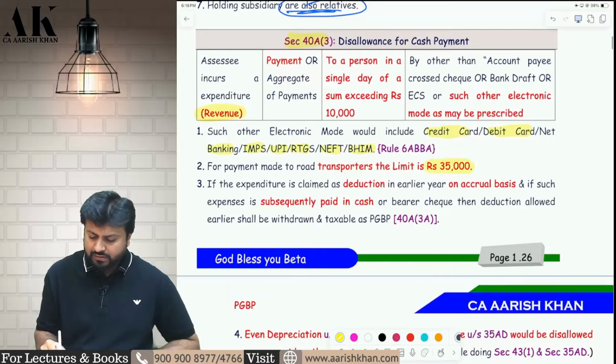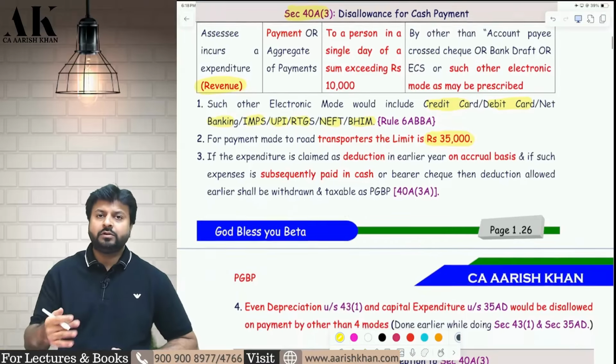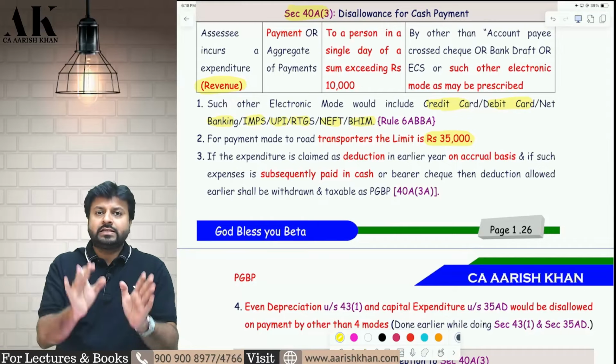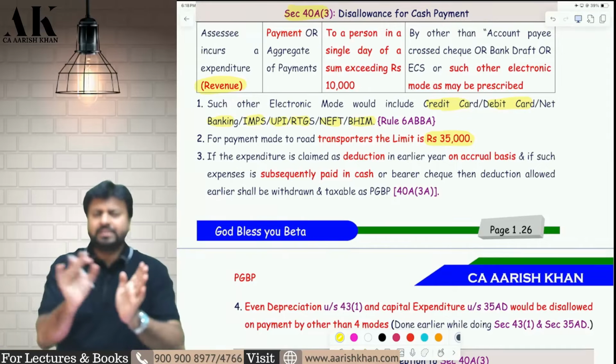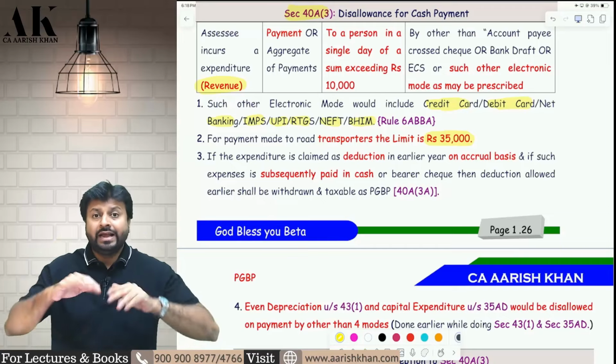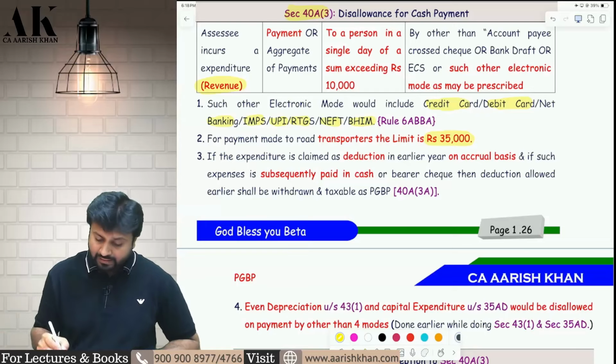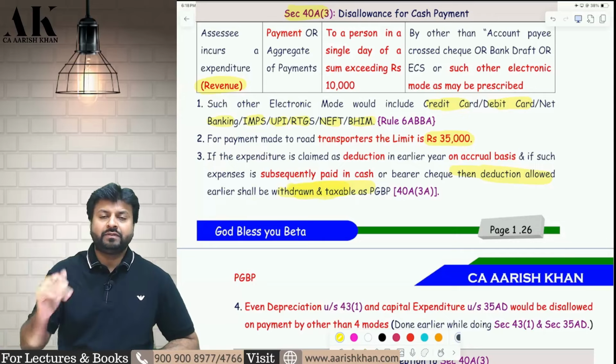For a transporter, the limit is how much? 35,000. Now, suppose you have incurred the expenditure in the current year on accrual basis, say outstanding salary of 50,000 rupees. I pass this journal entry and claim the deduction also. Next year, if I make the payment to one person in a day in cash of 50,000 rupees, then it will be deemed income of the next year. Check it please. Then it will become deemed income of the next year.